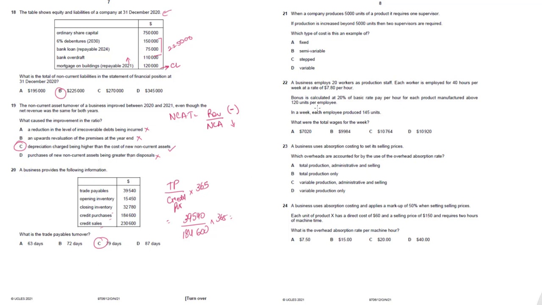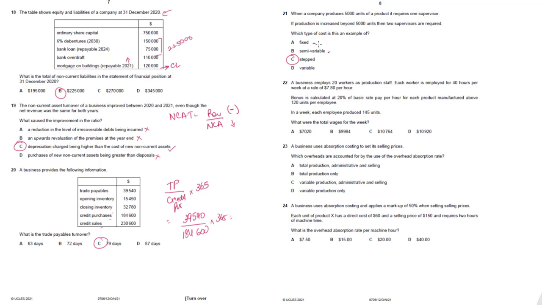20C. When a company produces 5,000 units of a product, it requires one supervisor. If the production is increased beyond 5,000, then two supervisors are required. What type of cost is this an example of? Stepped cost. It is not fixed cost, because if this was fixed cost, then for all units there would be just one supervisor and it would be fixed cost.